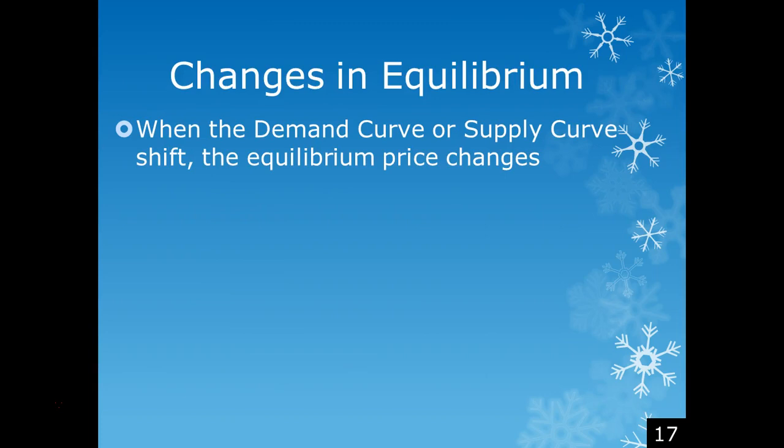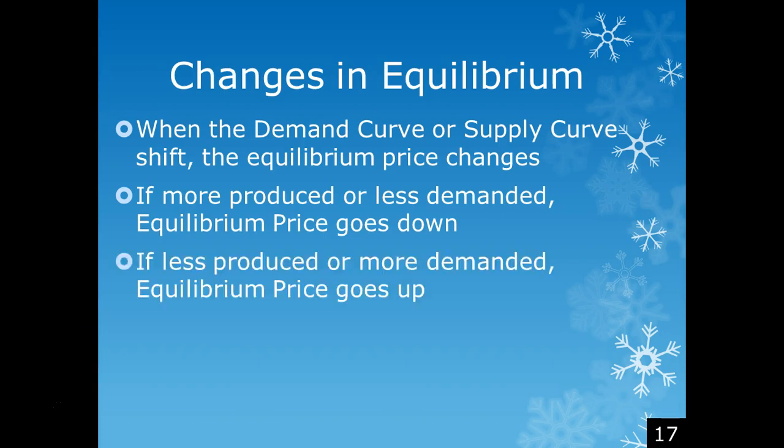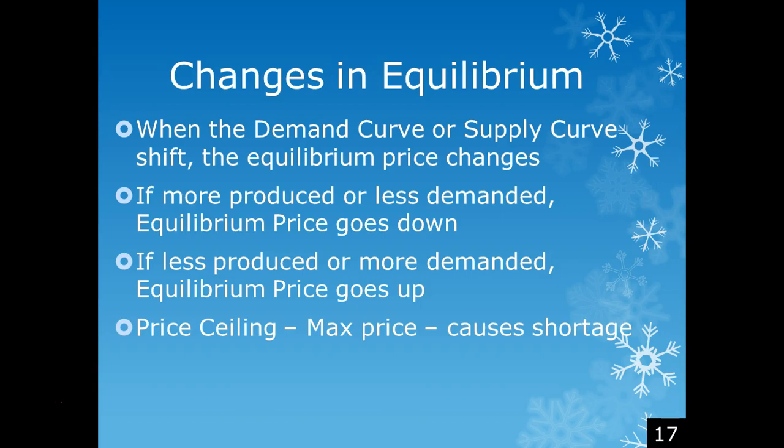Changes in equilibrium. When the demand curve or supply curve shift, the equilibrium price changes. So if more is produced or less is demanded, then the price is going to go down. If people don't want to buy something, then the price will go down. And if suppliers start putting out a lot more product, the price will go down too. If there is less produced or more demanded, equilibrium price goes up. Because if there's less of a product around, people are willing to pay more, the price will go up. Or if everyone wants to buy the same thing, price is going to go up because a lot of people want to buy it.